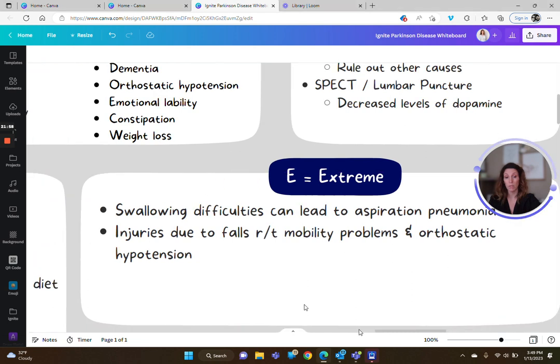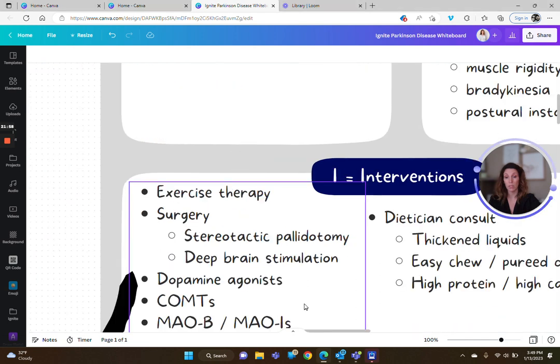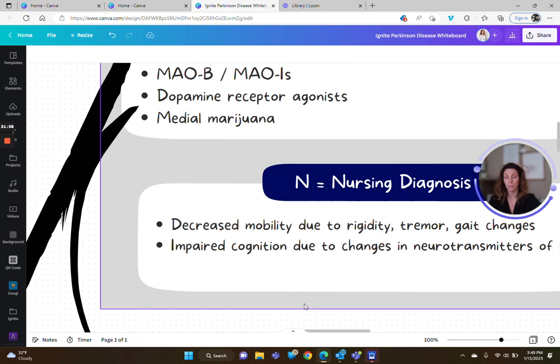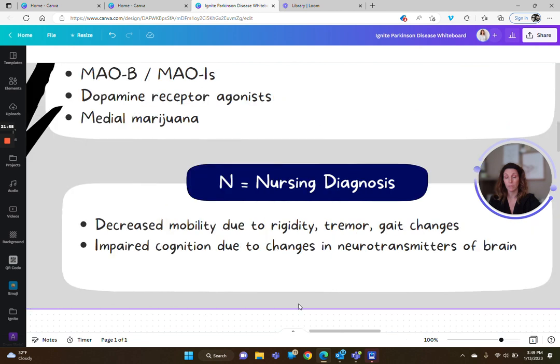Okay, let's go down here and look at our nursing diagnosis. Decreased mobility due to rigidity, tremor, and gait changes. That makes sense, right? We got decreased mobility. And then impaired cognition due to changes in transmitters of the brain. So, like I mentioned, depression and dementia are common in these patients. They can also have hallucinations even. So, impaired cognition.